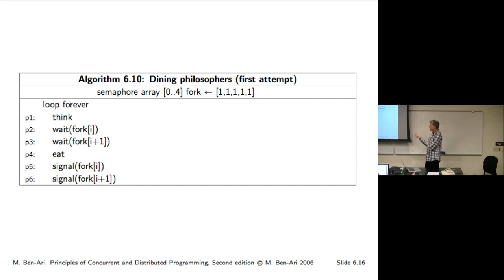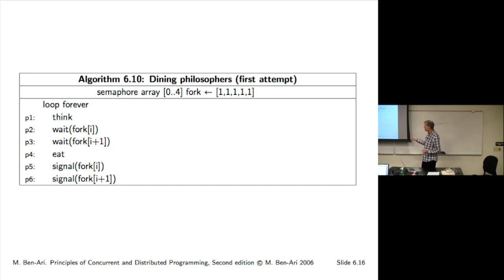And now, here is our first attempt to solve this problem. Loop forever. The philosopher thinks. Then he does wait fork sub I. He doesn't necessarily have to wait if the value of SV is 1. But what does this wait fork sub I represent him doing? Picking up the fork on the left. And then wait fork sub I plus 1 represents him picking up the fork on the right.